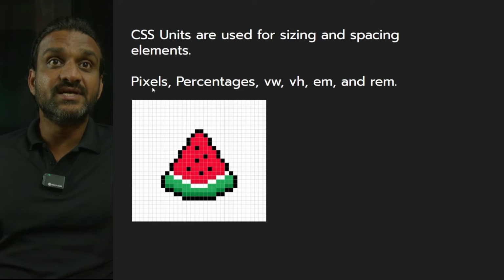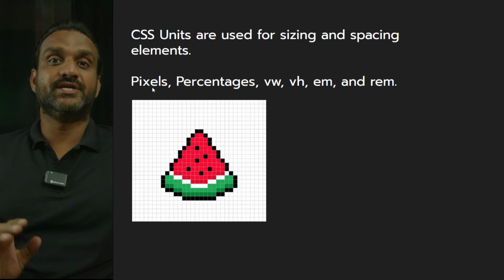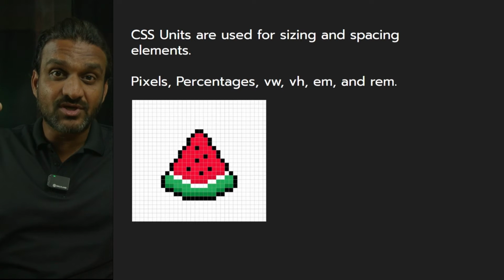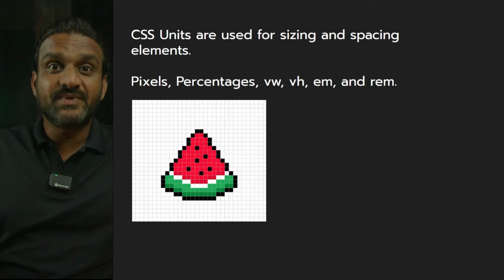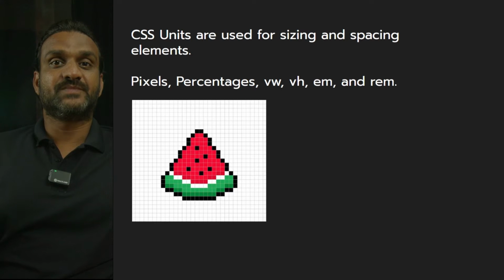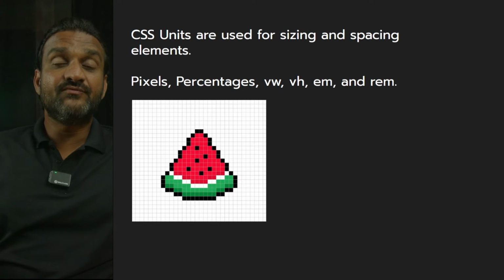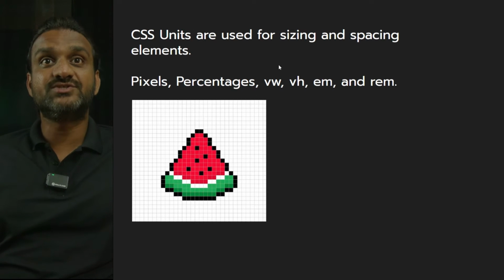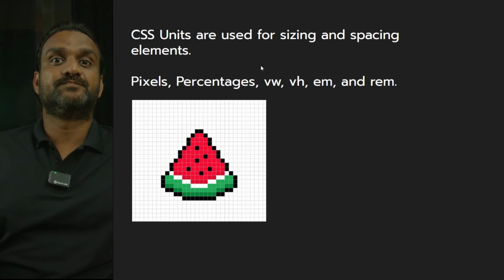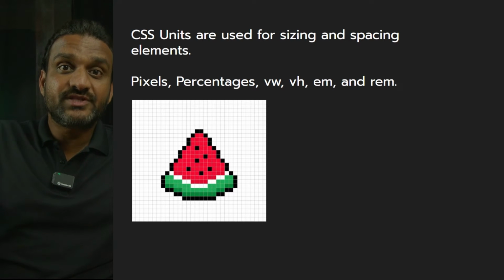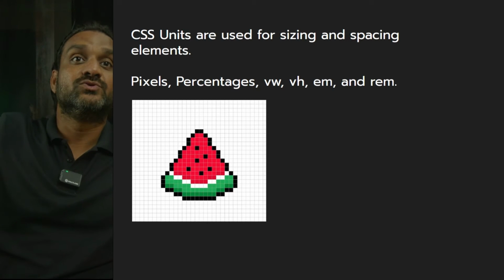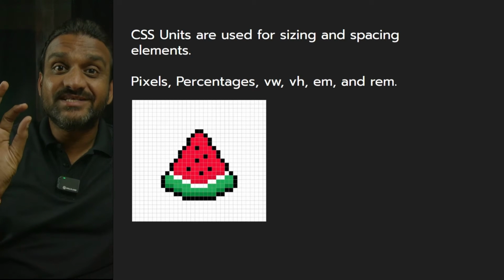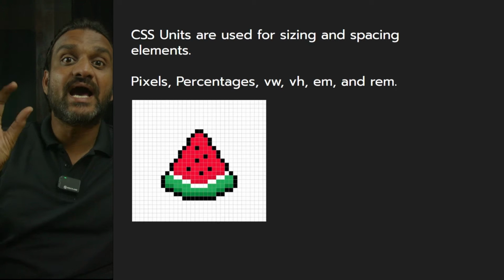Among all these units, pixels is an absolute unit. What that means is, if the size or spacing is mentioned in pixels, it is going to be fixed. Absolute means fixed. If you mention the size or space using percentages or any of the other units, they are relative, meaning they are relative with respect to a certain value. What are those values? That we will try to understand. First, we will understand what the pixel unit is and why it is absolute.